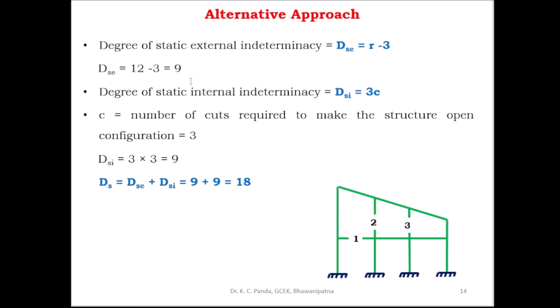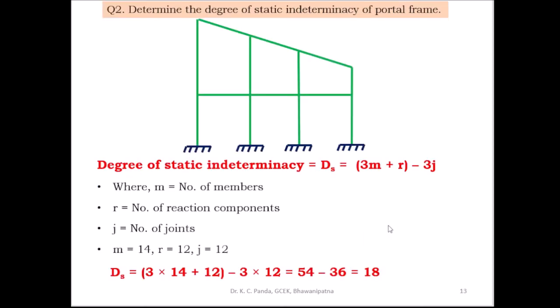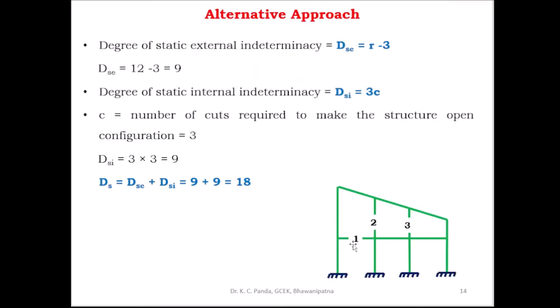Then find out the degree of static internal indeterminacy using this formula: dsi is equal to 3 into c, where c is the number of chords required to make the structure open configuration. So how many chords are required to make the structure open configuration? Here there are 3 closed loops. If you cut here, this becomes open. If you cut here, this becomes open. Cut here, this is the open shape. If you cut here, this is open. If you cut here, this is open. So 3 chords are required to make the structure open configuration.